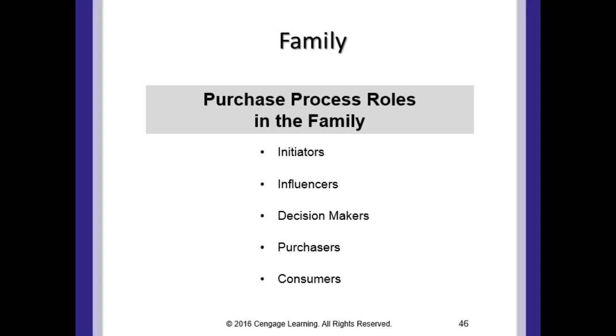You have initiators, who are the ones who suggest the start of the purchase process. They kind of get the ball rolling a little bit. Influencers are those members of the family whose opinions are valued, especially more so than others. Decision makers are the ones who actually make the decision to buy or to not buy a product. The purchaser is the one who will pay for the product, and the consumer is the one who uses the product. A lot of times marketers will consider children to have the greatest influence over a purchase decision, depending upon what it is, of course.